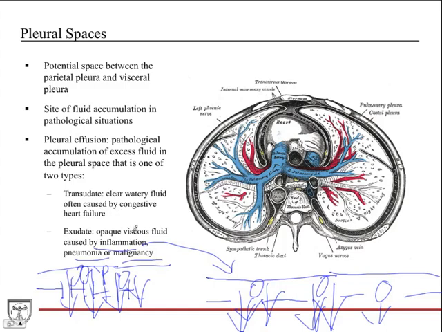And so this is actually more non-specific, and if it's an exudate, it gives you an idea that it's not congestive heart failure, but some kind of inflammatory process, either pneumonia, malignancy, or some other process. Versus if you have a transudate, it's usually more clear. It's usually due to congestive heart failure.